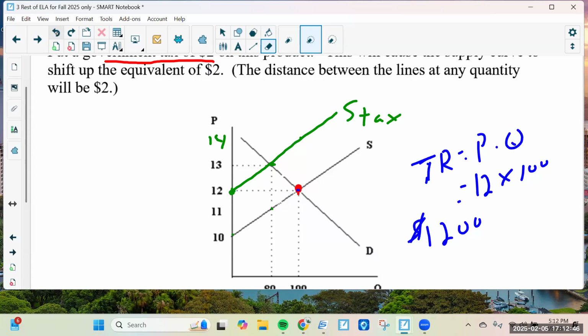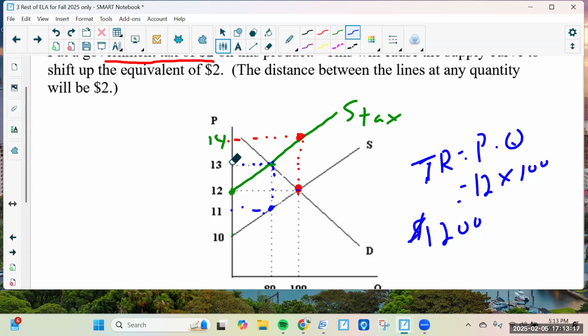So this is $12 right here, and when we go up $2, we're actually going to where this point is, 14. And right here, this one was at $11. So when we go up $2, we then go to 13. And so every point on that green line is $2 higher than the point on the original supply curve.